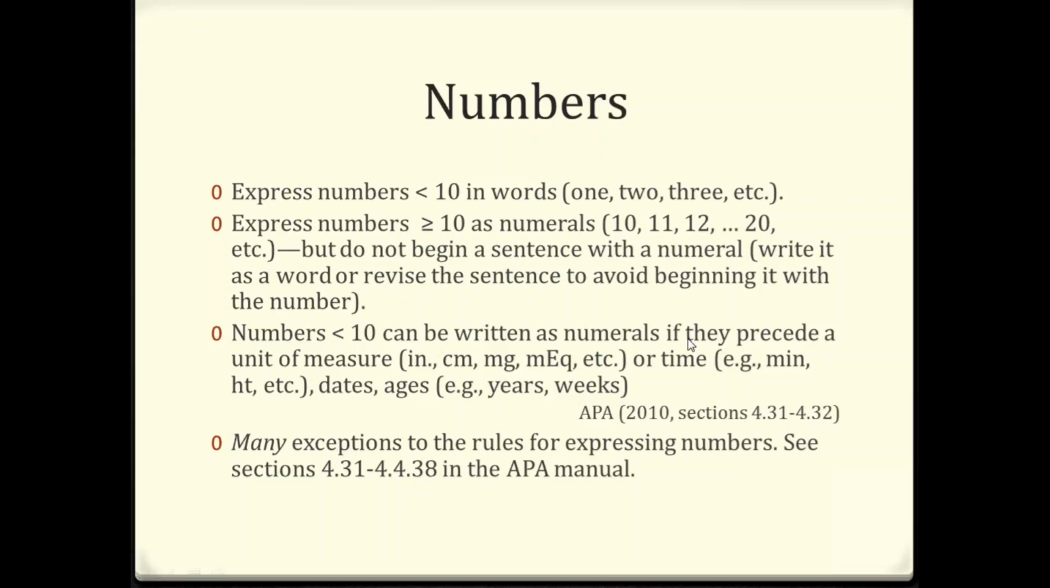Numbers less than 10 can be written as numerals if they precede a unit of measure, so inches, centimeters, or a unit of time, or dates and ages. And I swear I can't remember these rules. I have to look in the APA manual every time I'm dealing with numbers to figure out whether I can write it as a number or a word. So I put the sections there for you to refer to. And as I said, there are many exceptions to the rules for expressing numbers, so there's no point in trying to memorize them. Just keep that APA manual in your purse at all times so that you have it.